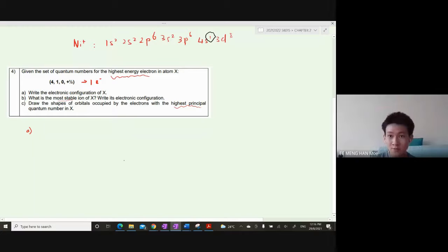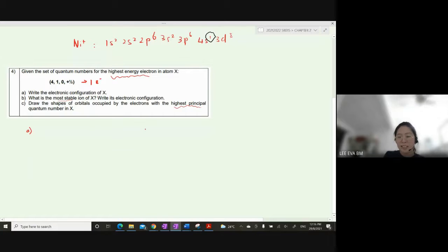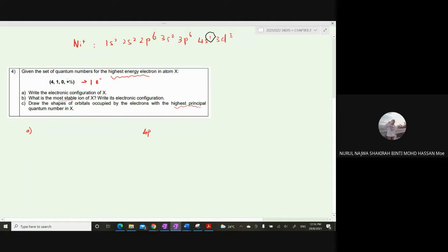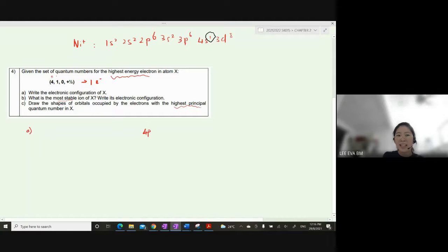4p. Okay, semua orang setuju? 4p? Betul. Sebab N ialah 4. Okay, L1 adalah p orbital. So that means it's located inside your 4p. So one set represent 1 electron. Therefore, you have 4p1.